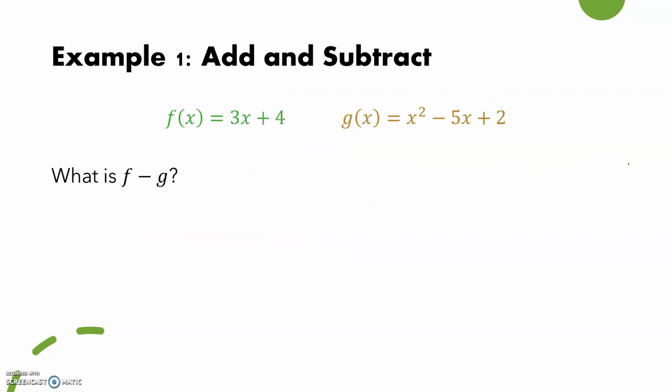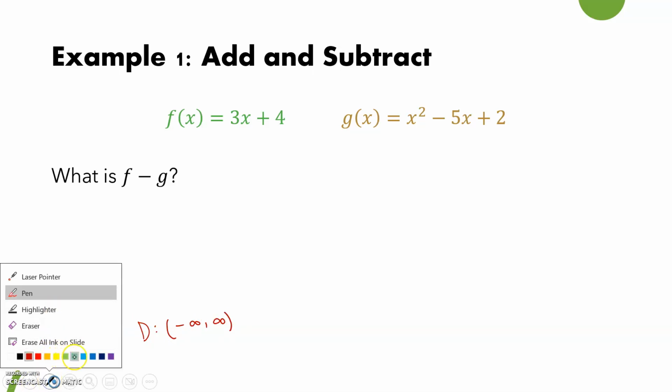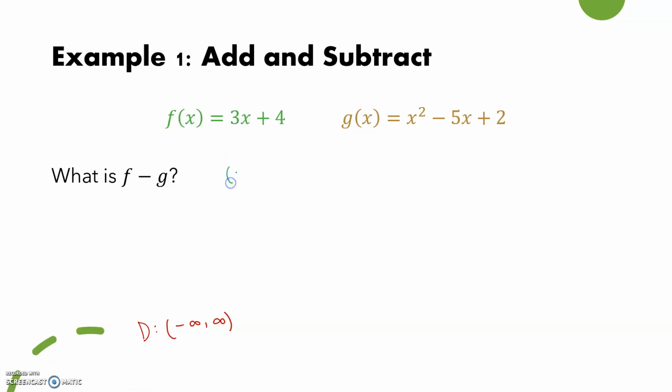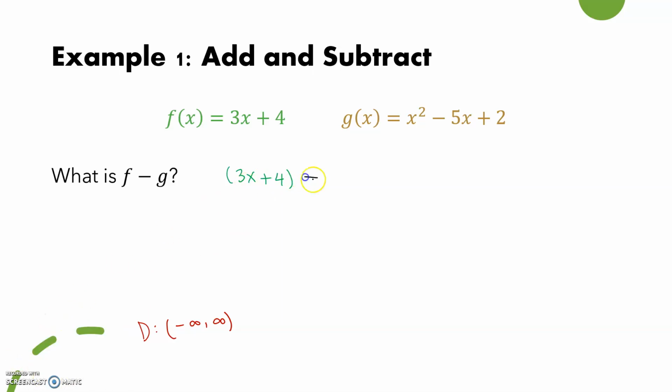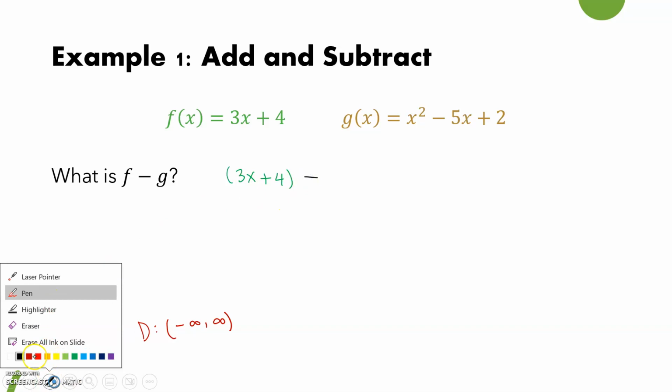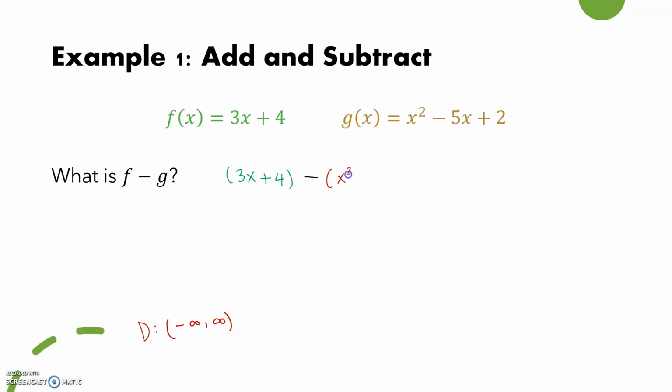Okay. If we're subtracting, it's still the same thing. The domain is still going to be the most restrictive that we have, which in this case is not very restrictive. The order matters because we're subtracting now. So we're taking 3x plus 4, which is f, and we're subtracting g, which is x squared minus 5x plus 2. There's nothing to do inside of these parentheses, so we just have 3x plus 4.